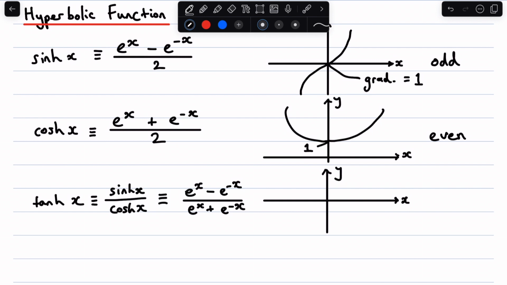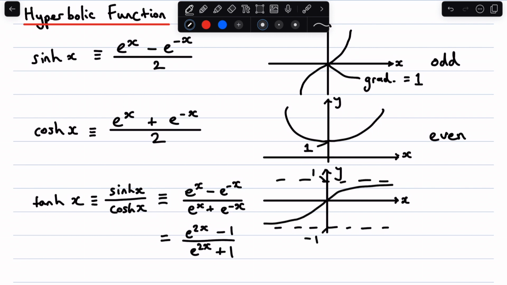And if you times everything by e to the x, you'll get e to the 2x minus 1 over e to the 2x plus 1, and you will see these forms crop up. And this looks like it tends to boundaries at 1 and minus 1. As x approaches infinity, in the positive direction, tanh x approaches plus 1, and in the negative direction approaches minus 1, and this, again, is an odd function.